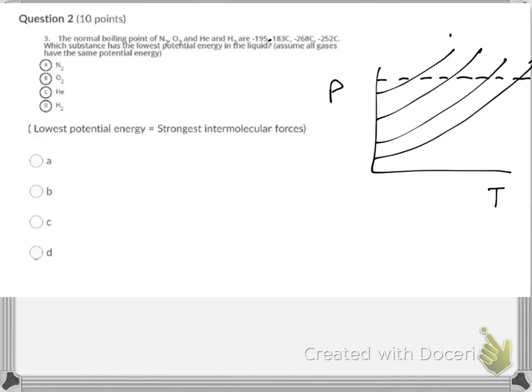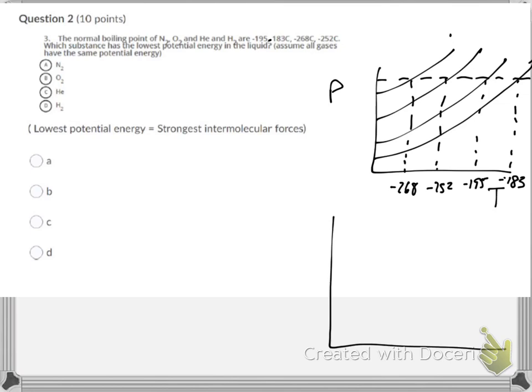If we were looking at the different boiling points, we'd see that one of them is definitely the lowest temperature boiling, that's minus 268. That would be helium. Then there would be hydrogen at minus 252. Then there would be nitrogen at minus 195. And the highest boiler would be minus 183, which would be oxygen.